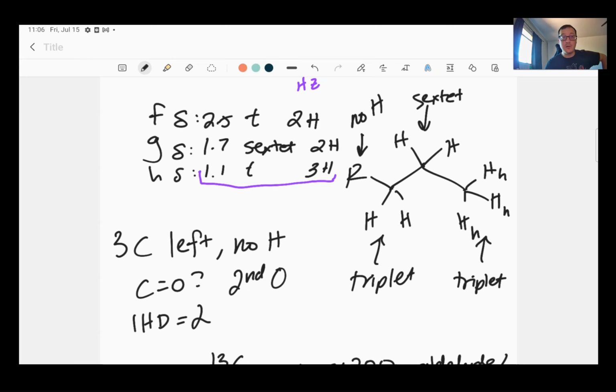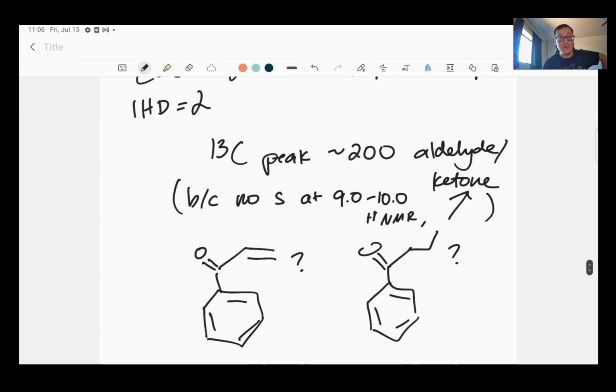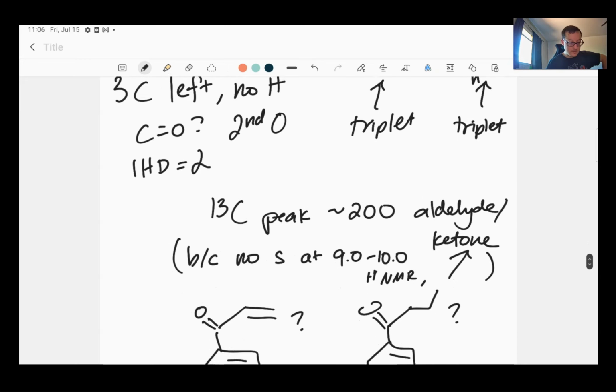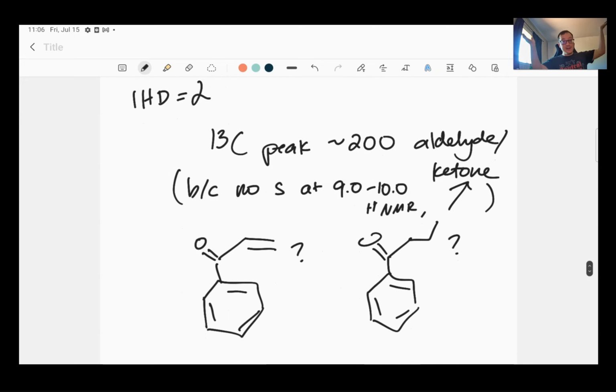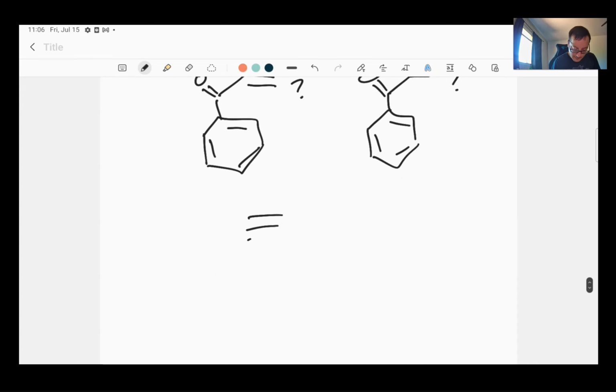Would there be a triple bond? Because we don't see anything else in carbon NMR. What would give us the IHD of 2 that would put something around 80 or so? Would there be a triple bond? Indeed, a triple bond somewhere. So, we probably have a triple bond here.